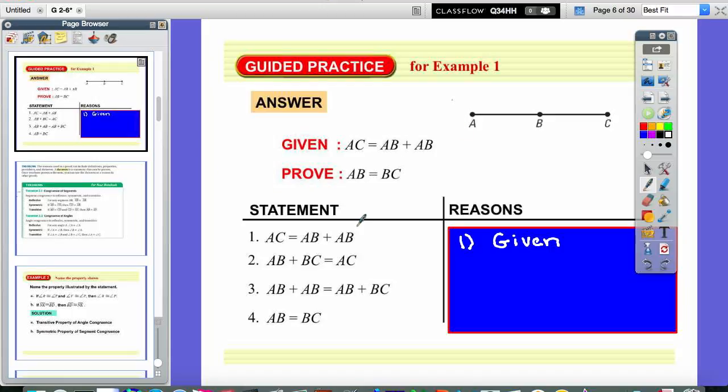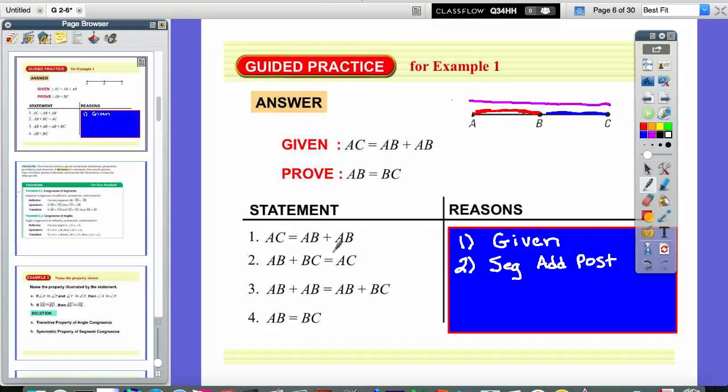And I see that they're talking about this entire segment AC. And I can see that this entire segment AC is actually made up of AB and BC. So when I take AB, I add the length of BC to it. I get something that equals the total length of AC. That is the segment addition postulate.